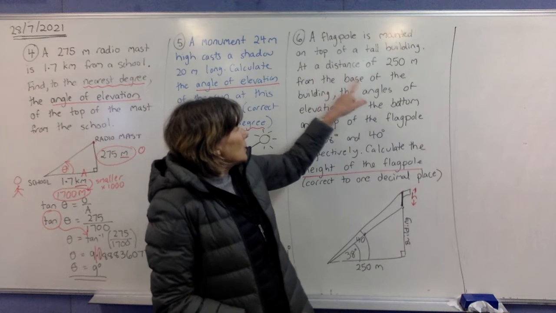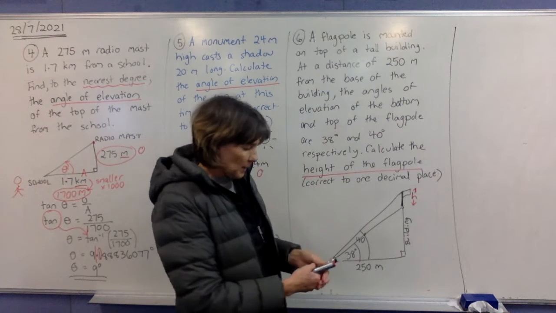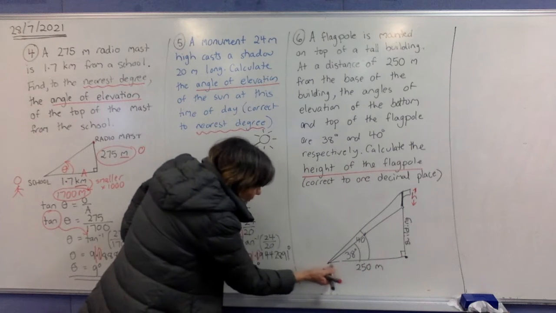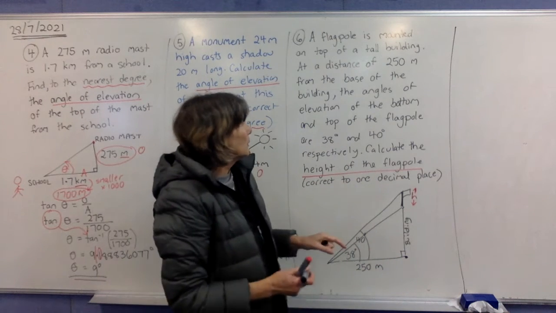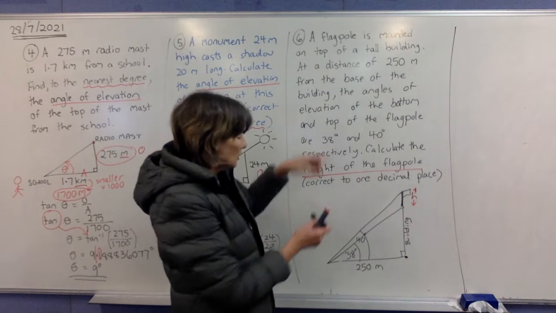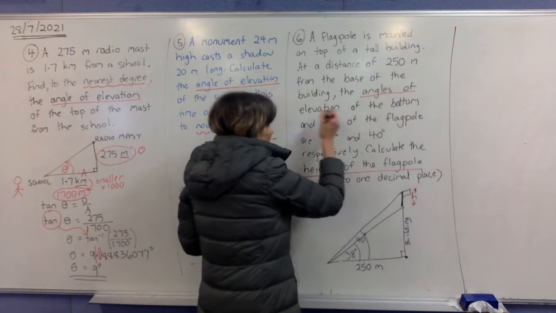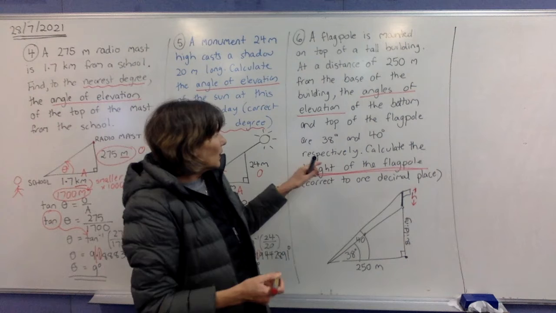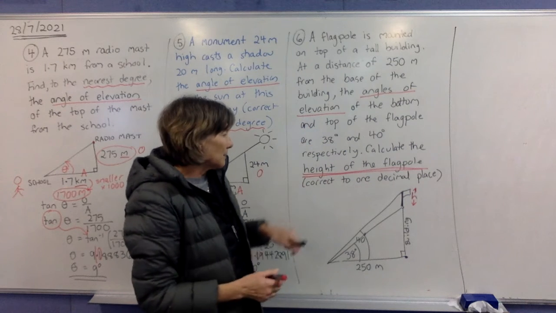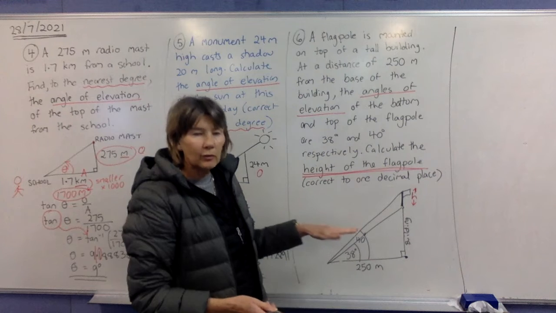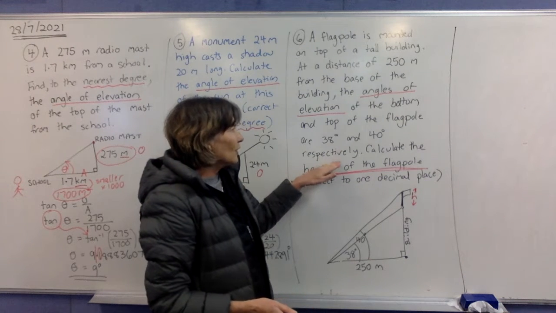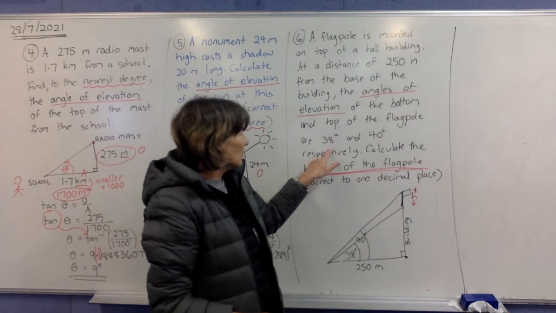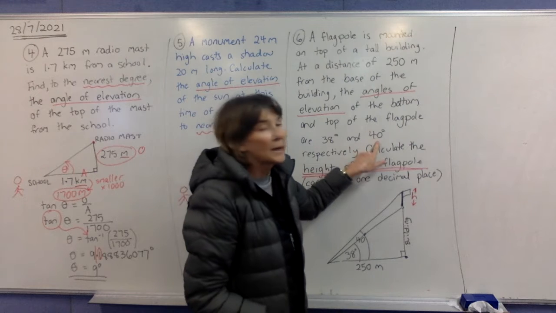It says at a distance of 250 metres from the base of the building. Here's the base of the building at the bottom of the building. 250 metres away from that, so we're at 250 metres on the ground. We have angles of elevation. That's what we're finding, the height of the flagpole. I'll get to that in a minute. The angles of elevation of the bottom and top of the flagpole are 38 degrees and 40 degrees respectively. Respectively means in the order that they've given it to you. So they said bottom first, so that's the first angle. They said top second, so that's the second angle.